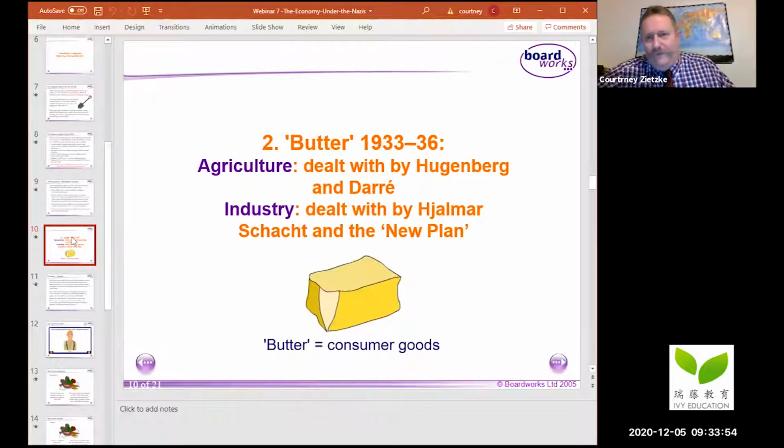Okay, number 2, butter. Very interesting little acronym there. Dealt with by Hugenberg and Darre. Industry dealt with Schacht and the New Plan. Do you want butter or do you want guns? Nazi Germany got both, but they got more guns than butter.